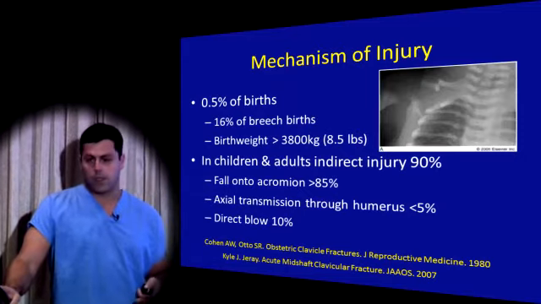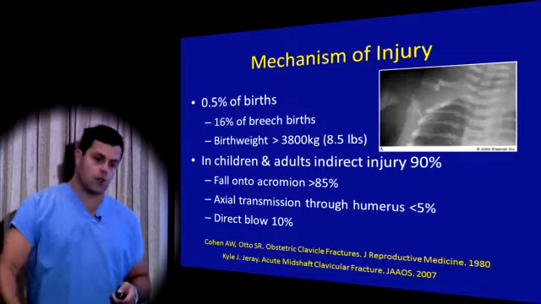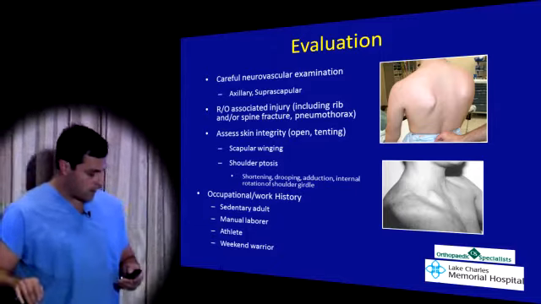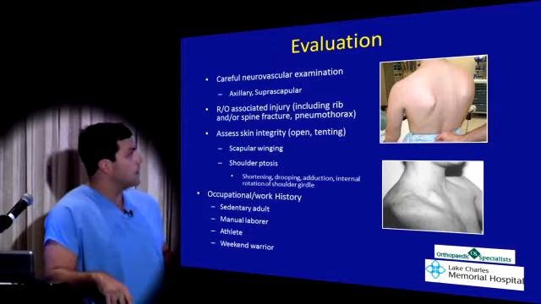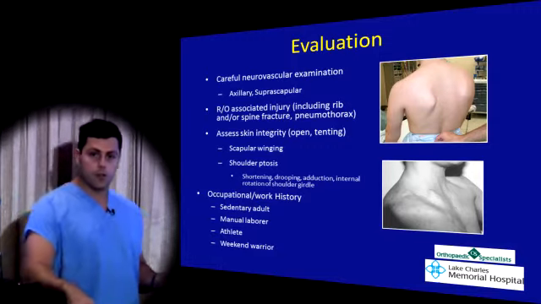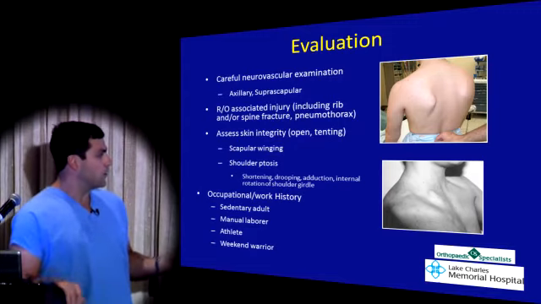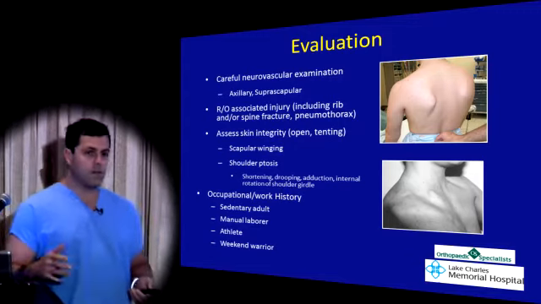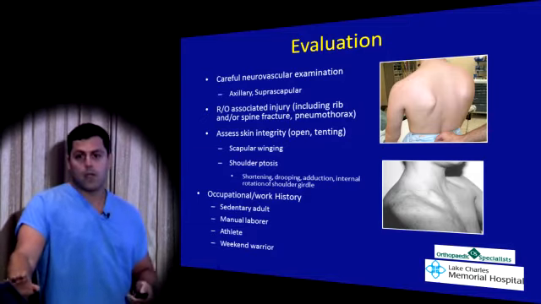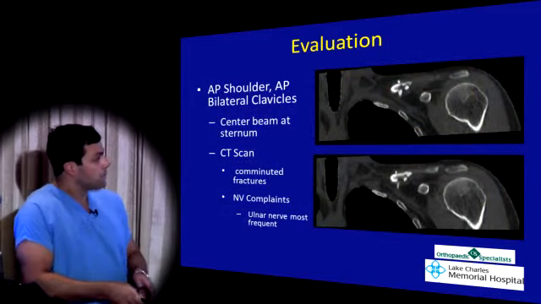Usually it's a fall on the acromion. It can be a direct blow in about 10%, and axial transmission through the humerus in a smaller amount. So what do you look for on a clinical exam? You look for winging of the scapula. That can be an associated finding. You're going to see drooping of the shoulder. Okay, a lot of times that doesn't get better when they heal. As they call it, it's ptosis. You want to know if this is a sedentary person, a manual laborer, an athlete, a weekend warrior. These are things that are going to go into how you decide how you're going to treat it.